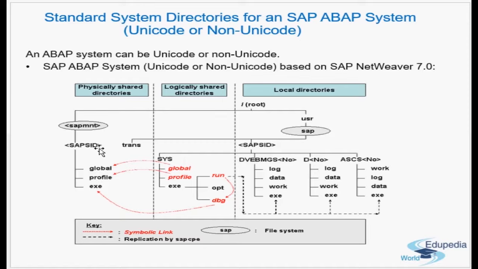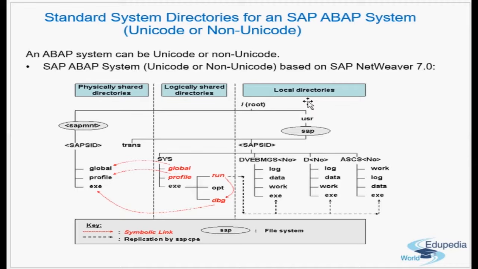Now, the standard system directories for an SAP ABAP system, Unicode or non-Unicode, based on SAP NetWeaver 7.0 or lower. Okay, so here the physically shared directories, the logical ones and the local directories. So we have /root, that is the topmost directory. Root is the parent directory in Unix. Similarly AIX and Linux also it will be the same. AIX, Linux, Unix are nothing but different flavors of the Unix operating system.